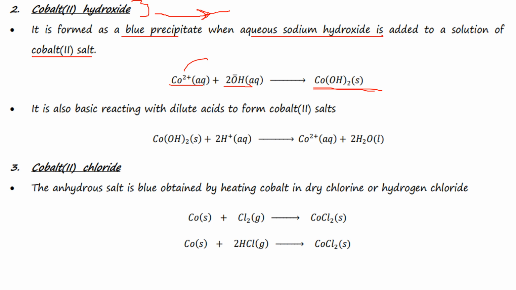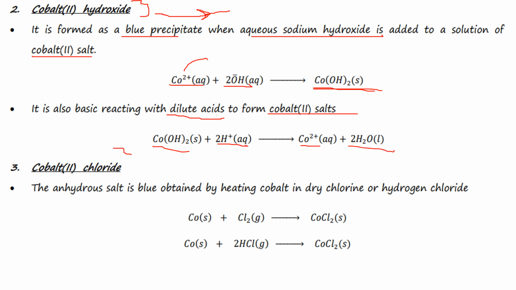Now cobalt hydroxide, just like cobalt oxide, both are basic and therefore both react with dilute acids to give us cobalt salts in solution. So cobalt hydroxide reacts with a dilute acid to give us cobalt ions and then plus water as another product.